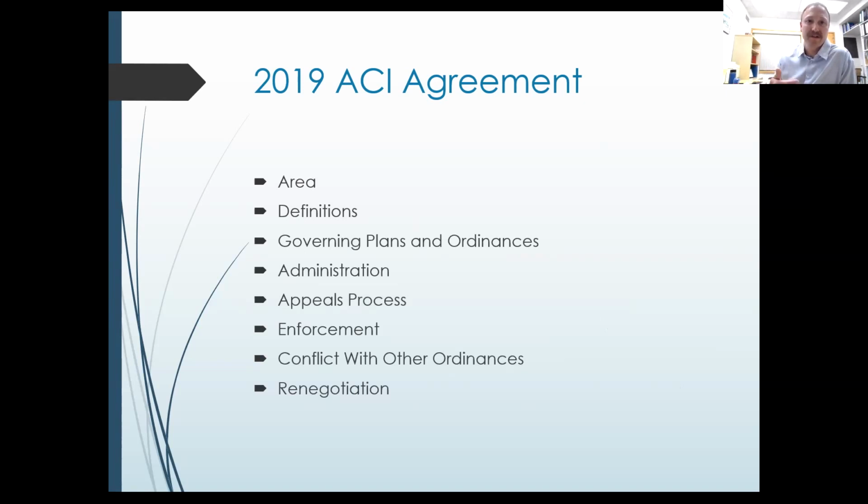And this is, I'm not going to go into this in a whole lot of detail, but this is generally what we have in our agreement. We've got the area, so the definition of the boundary. We've got some definitions that pertain to the agreement, what plans and ordinances are governing within the area city impact, who administers what, the appeal process, and enforcement, so if there are complaints in the area city impact, you deal with that in that section. Conflict with other ordinances, which takes precedent, and then what the process is for renegotiation of the agreement.